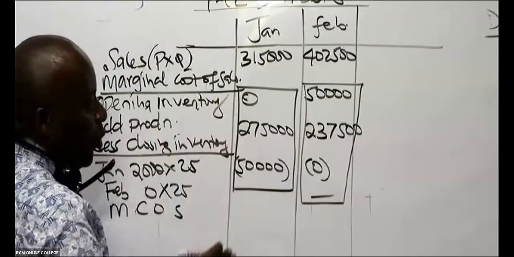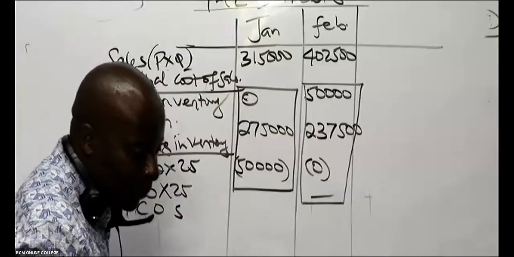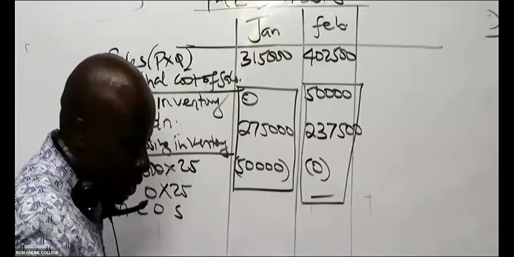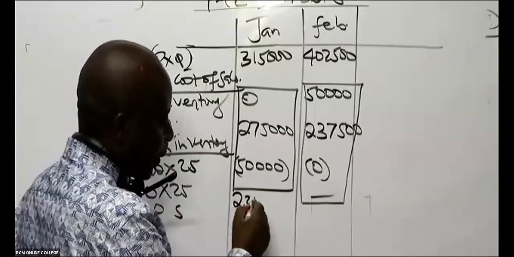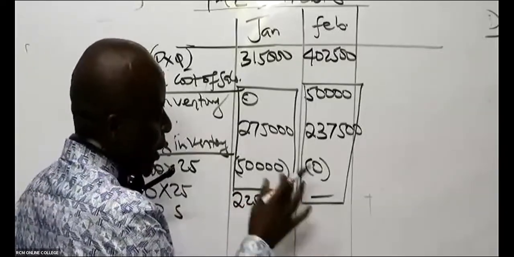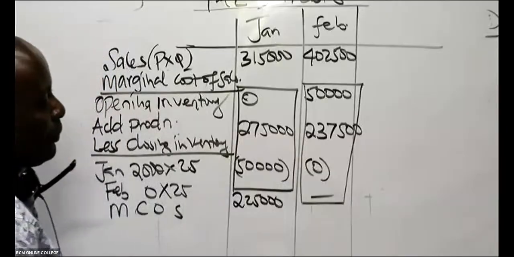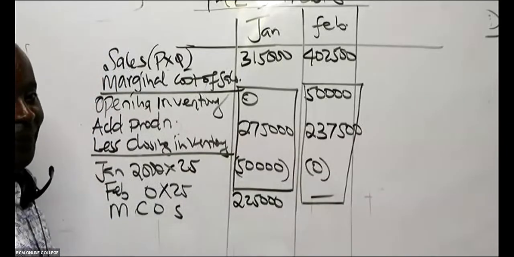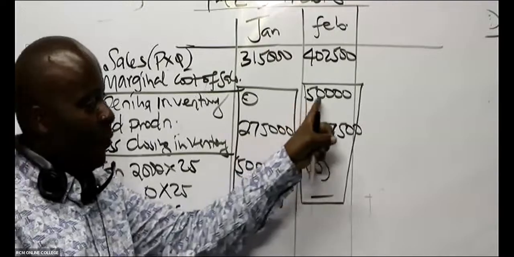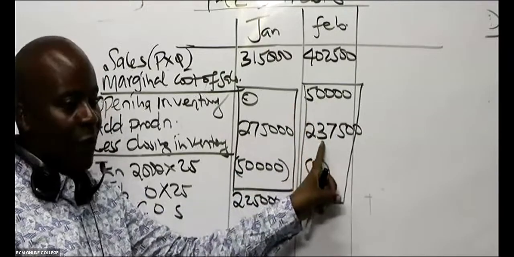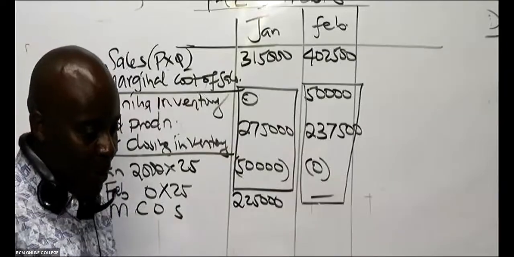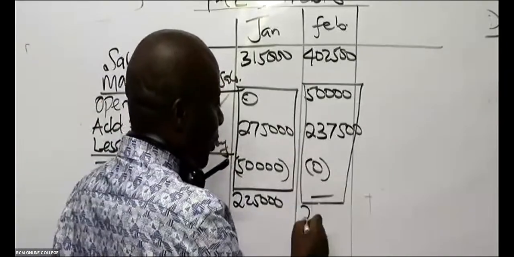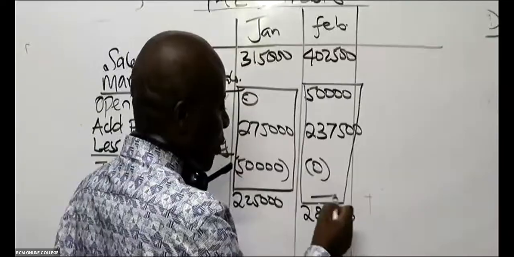So January, what do we have? Oh, it's only my online students now who are talking to me. They are telling me 225,000. How about this one here? So the 3 numbers only, 50,000 plus 237,500 minus 0. So I'm getting 287,500. Thank you so much.